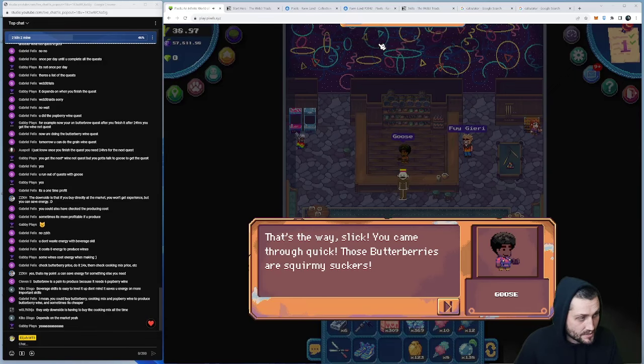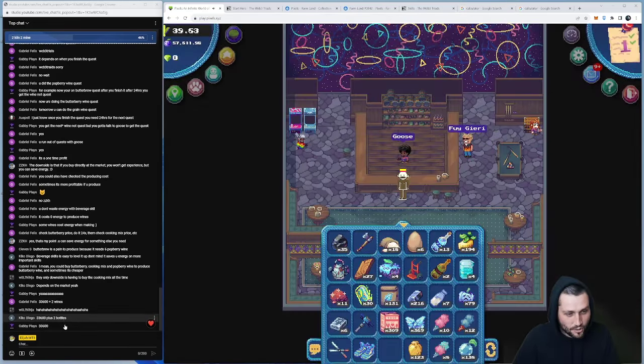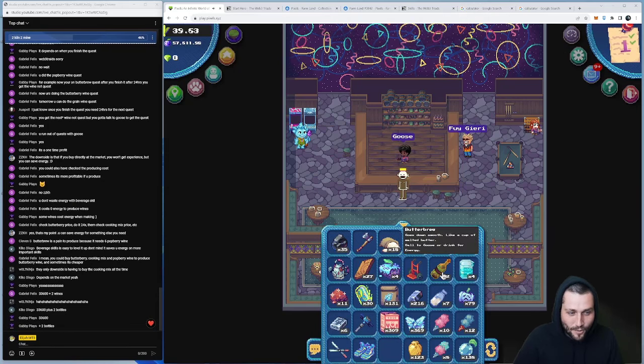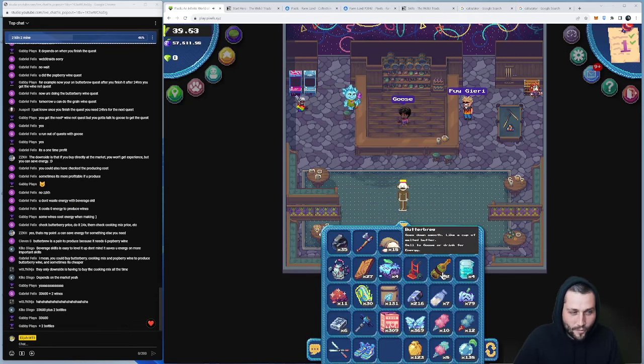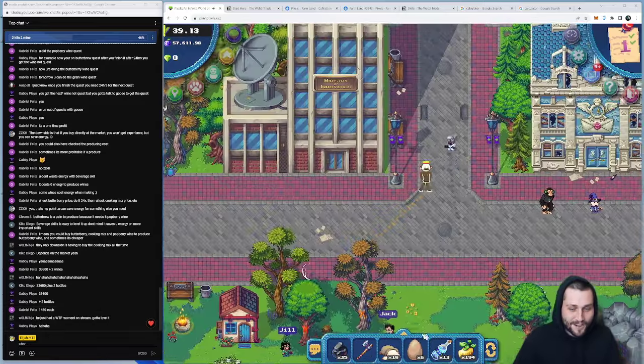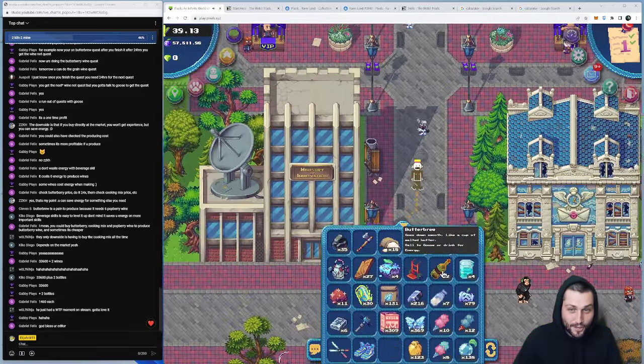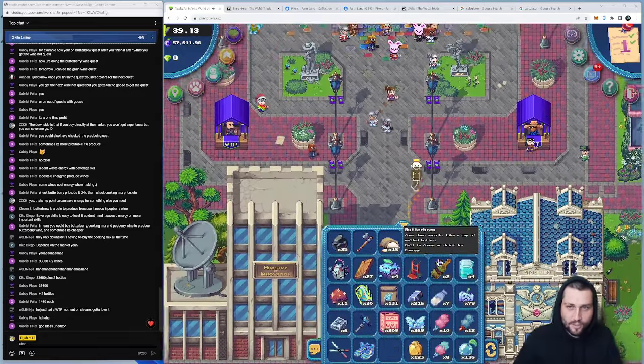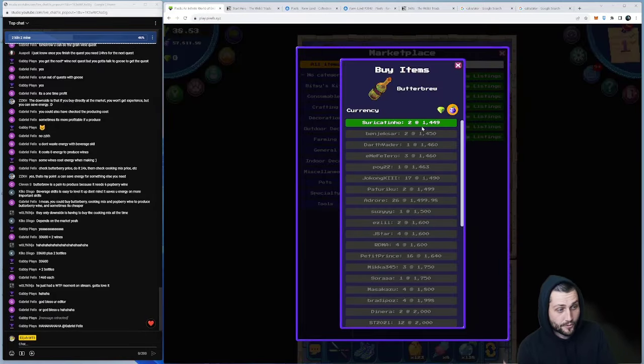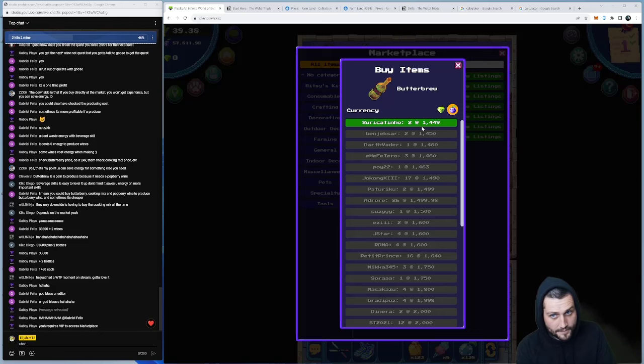33,600 berry, just as we said we were gonna get, plus two bottles of wine. These bottles of wine go for 1460. So now we take our bottles of Butterbrew and we go back to the Bucks Galore. And those other Butterbrews that were on the market have now sold, so the price has dropped a little bit.